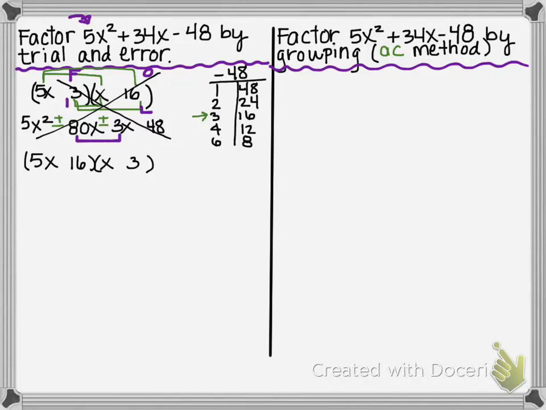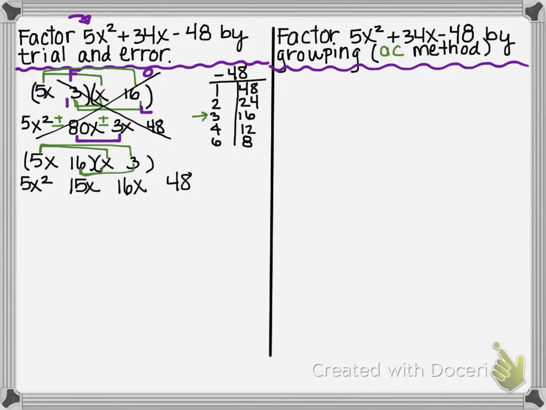So let's continue with FOIL. That's still going to give me 5x squared. My outside is now going to give me 15x. Don't worry about the sign right now. My inside is going to give me 16x. And my last two should give me that 48, because that's what I want.